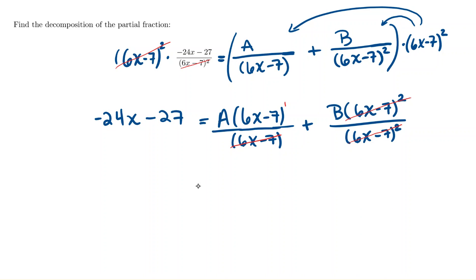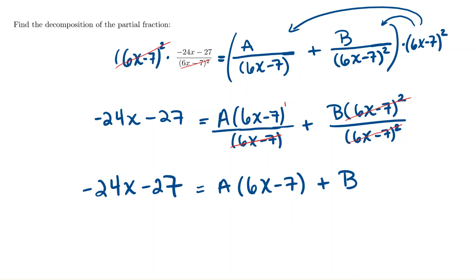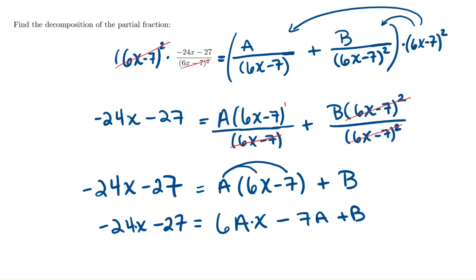We could simplify this, so we would distribute the a throughout. And here we see that the only term that involves the x on the right side is this 6 times a. Looking at the left side of the equation, whatever coefficient goes in for the x is going to be negative 24. So negative 24 must be equal to 6a. So we would get the equation negative 24 equals 6a.